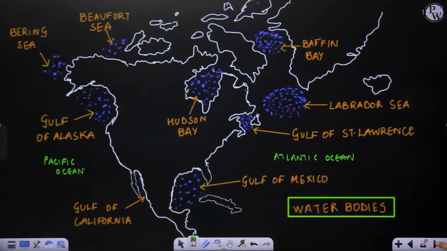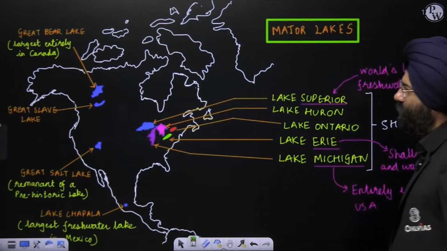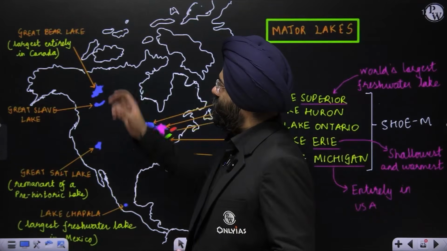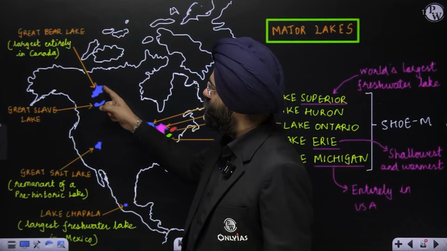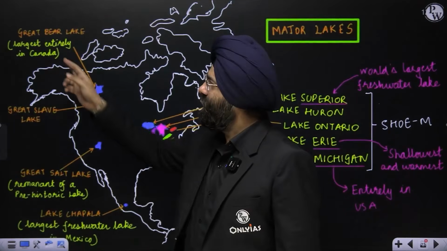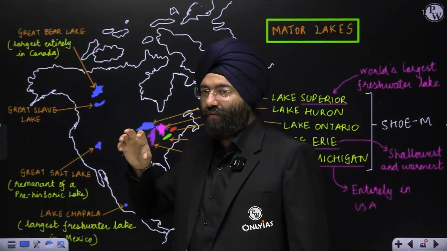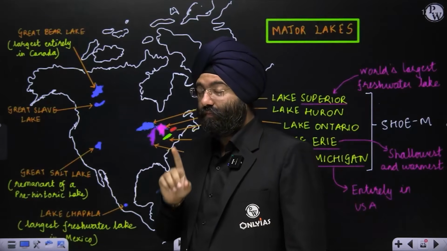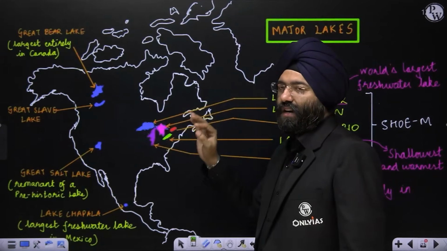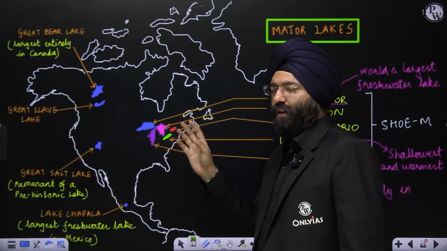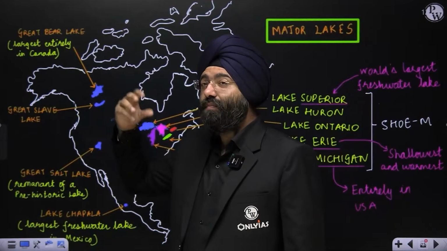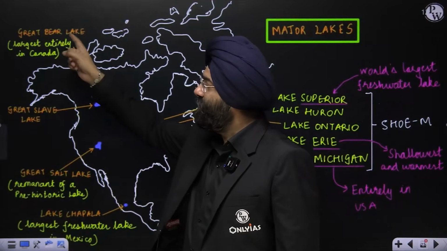Let's move ahead. Major lakes. Now, these are very important lakes that you should be knowing. Now there's an important lake known as the Great Bear Lake. This Great Bear Lake is the largest lake which is entirely in Canada. Please understand this. The Great Lakes also have parts in the United States and Canada, sorry. But the largest lake which is completely in Canada is Great Bear Lake.